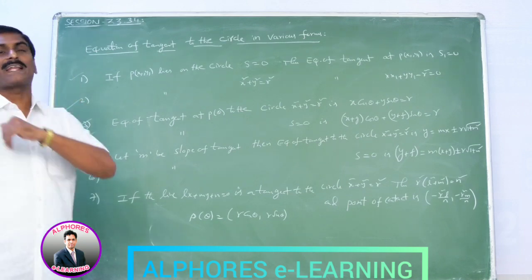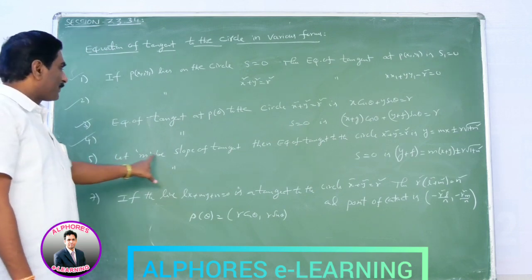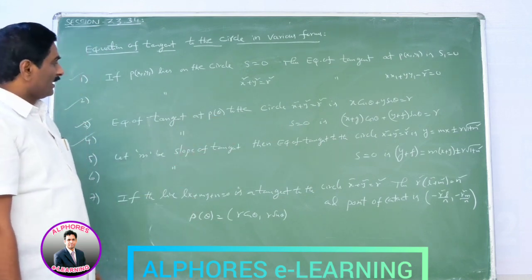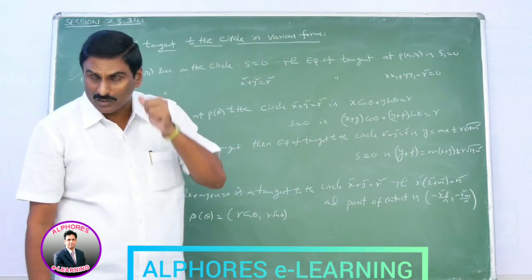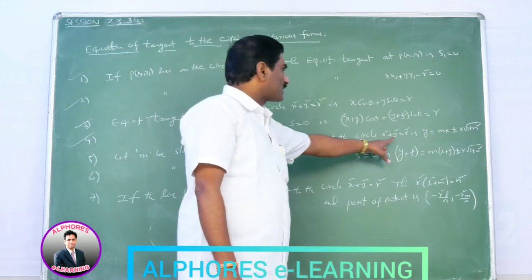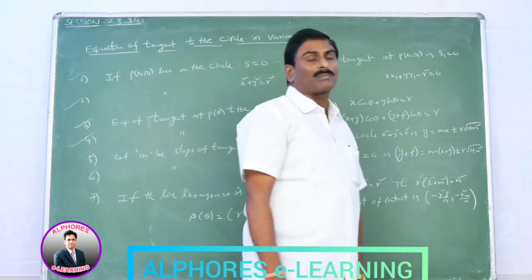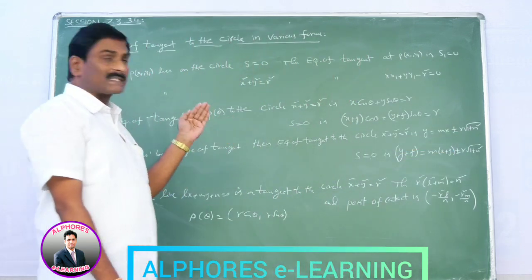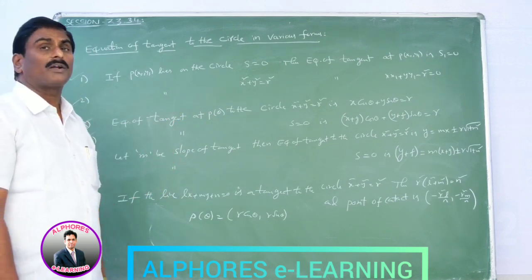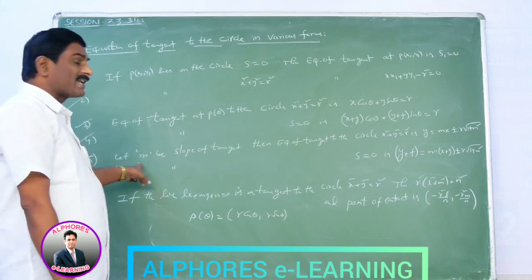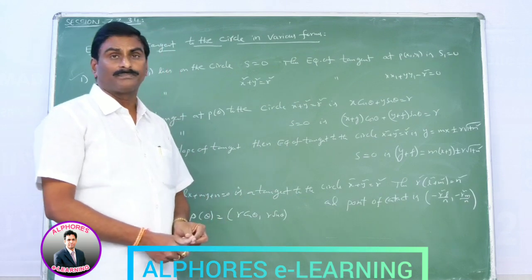Next, if the slope of the tangent is given, what is the equation of the tangent? Fifth point. Let m be the slope of the tangent. Then the equation of the tangent to the circle x² + y² = r², here a small circle, that means center (0, 0), is y = mx ± r√(1 + m²). Already we proved these conditions. When the slope of the tangent is given, the equation of the tangent to the circle is y = mx ± r√(1 + m²).